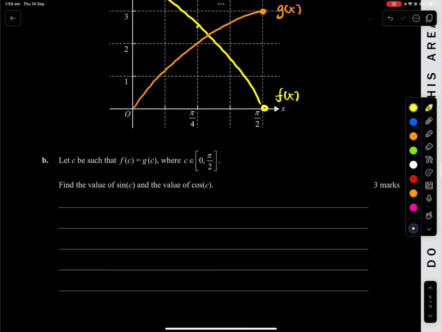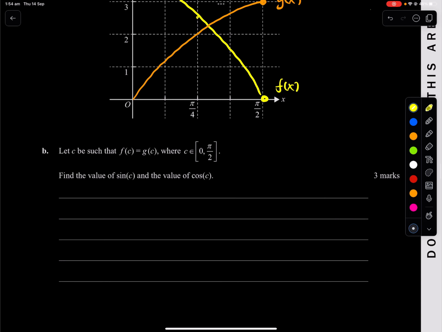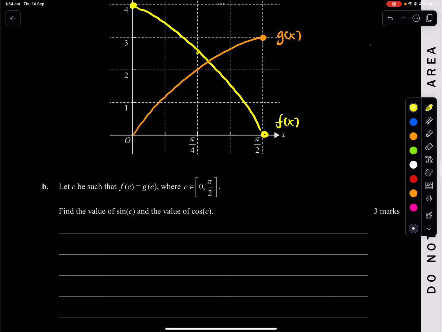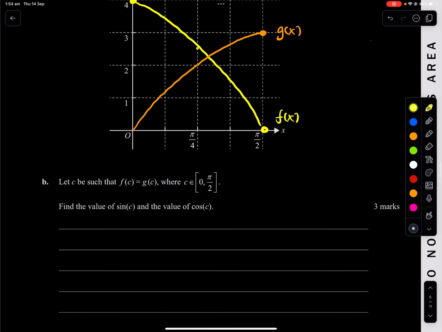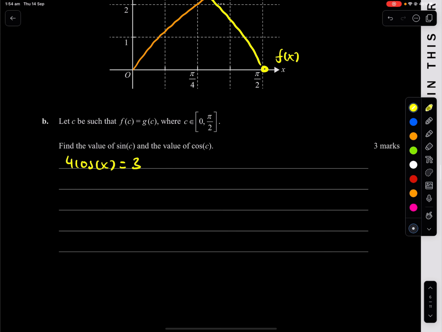Let c be such that f of c equals g of c, where c is between 0 and pi over 2. So that's c, the intersection. Find the value of sine c and the value of cos c. Okay, so because we know f of c equals g of c, let's try that. So we're saying that for cos x must equal 3 sine x. Okay, if I divide both sides by cos, we'll get 3 tan of x. So if we divide that, that'll be 4 on 3 tan of x.